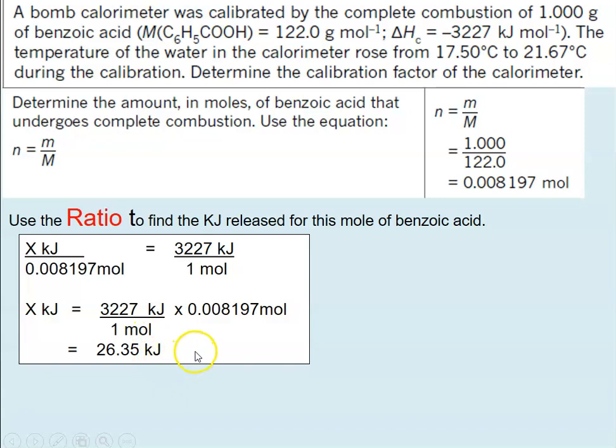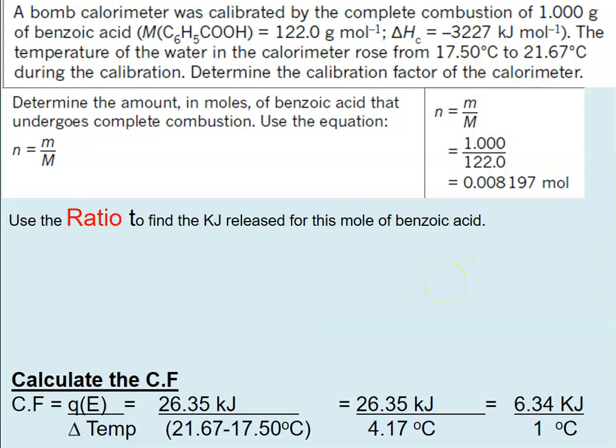26.35 kilojoules. So that was done in your bomb calorimeter and heated the water, and the water went from 17 degrees to 21 degrees. So our calibration factor is 26 kilojoules for this temperature rise, which when you divide that will be how many kilojoules for 1 degree. So that's our calibration factor. So this particular calorimeter, you would need 6.34 kilojoules for every 1 degree temperature rise.